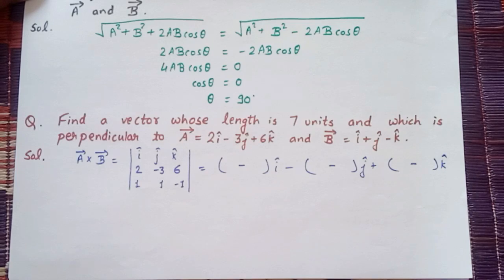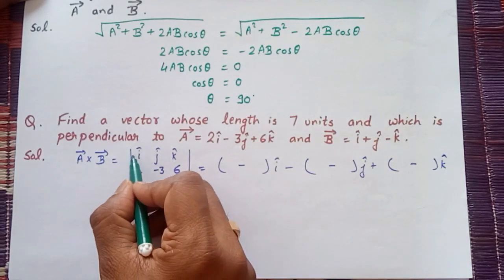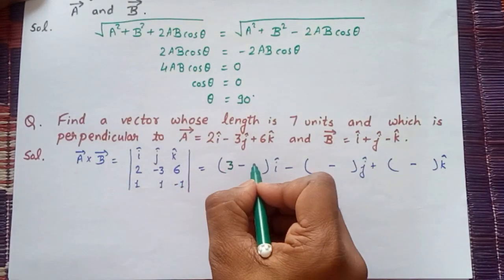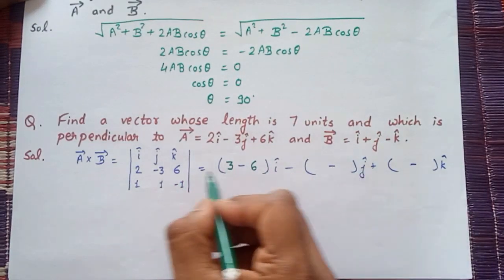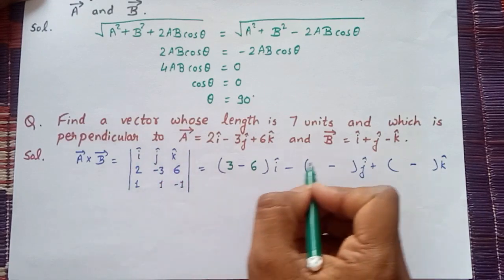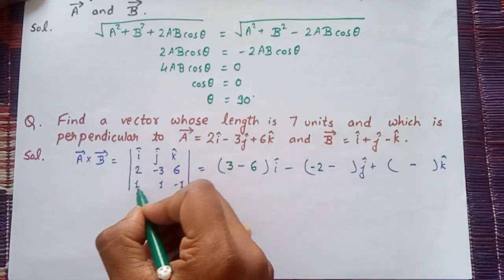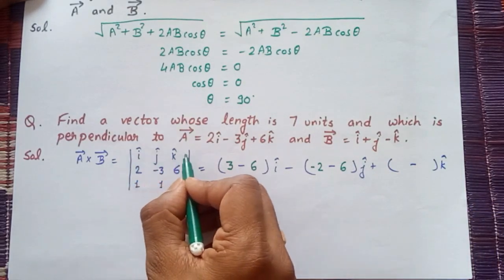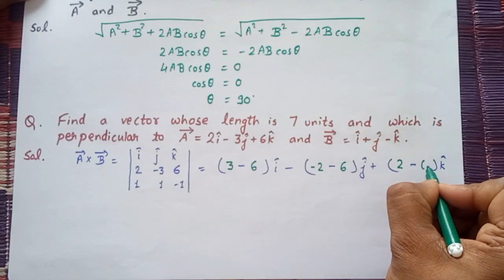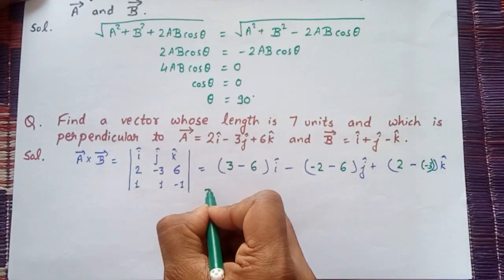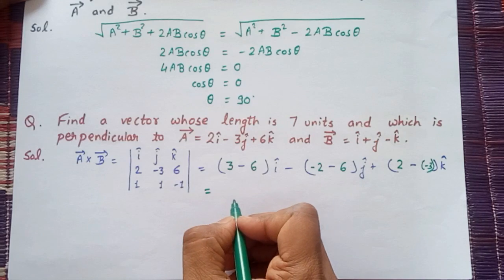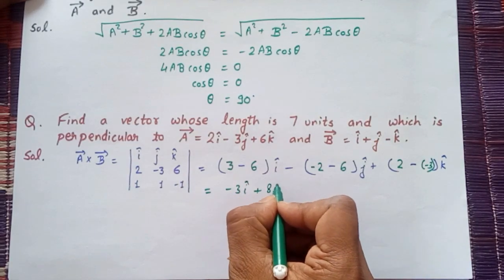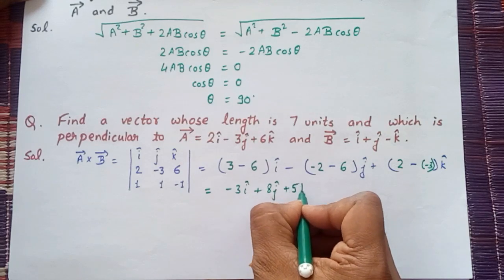So for solving the first row for the i cap, leaving this row and this row, minus 3 into minus 1, it will be 3, 6 into 1, 6. Similarly for j cap, leaving this row and this row, 2 into minus 1, it will be minus 2, 6 into 1, 6. And again for this, leaving this row and this row, 2 into 1, it will be minus 3. So it will be minus 3 i cap plus 8 j cap plus 5 k cap.